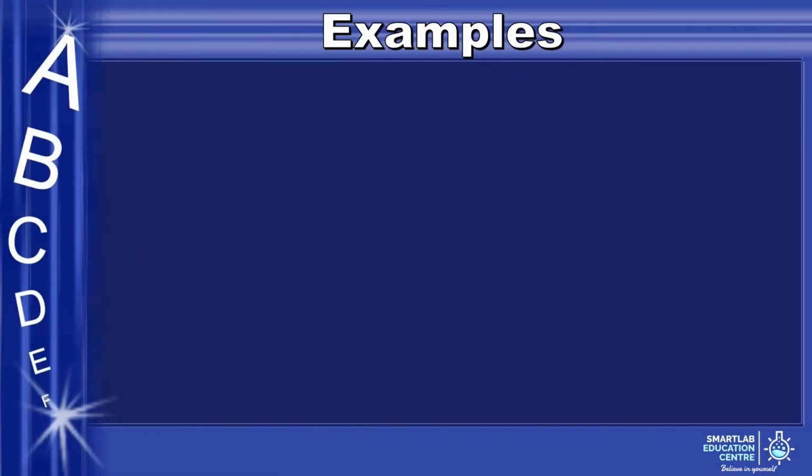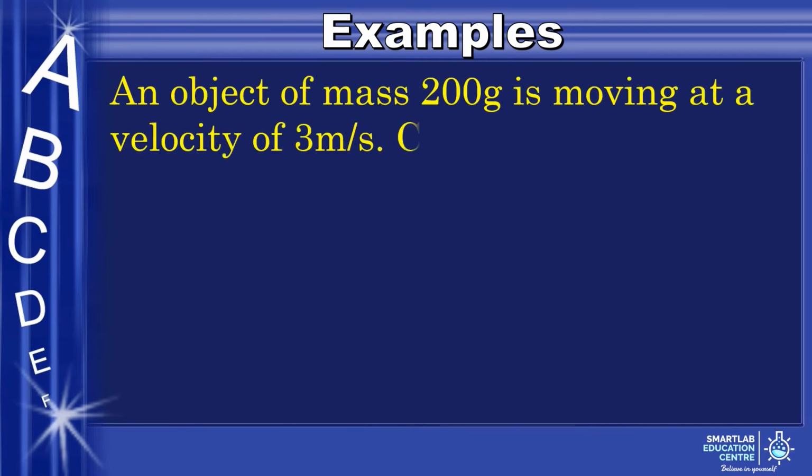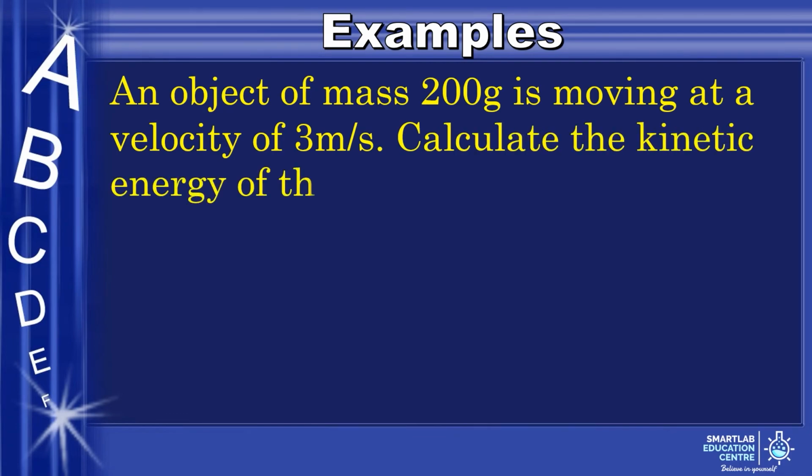Next, we see how to apply what we have learned on several questions. An object of mass 200 gram is moving at a velocity of 3 meters per second. Calculate the kinetic energy of the object.